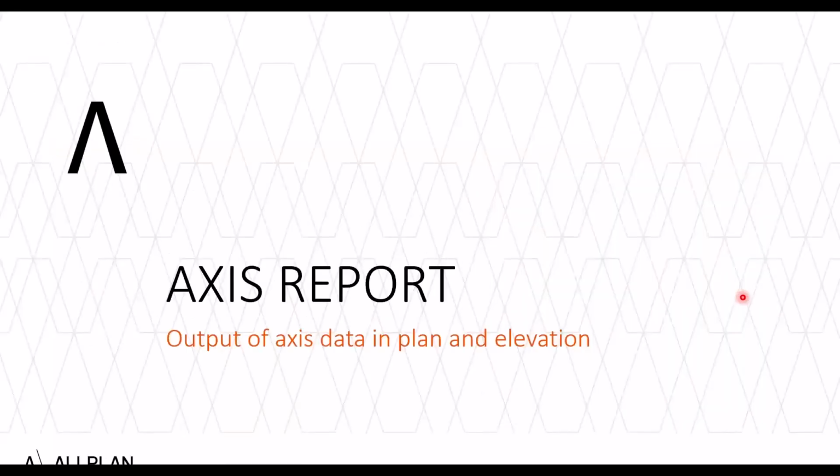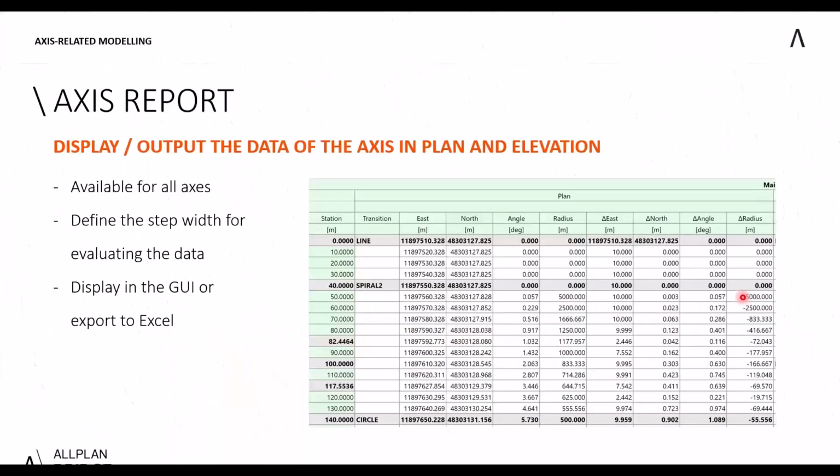And to close this little introduction, all the axes that we can define can also be output in AlphaLambridge or in an Excel file. The user can define the step width where he wants to output the data, and you see all the coordinates, all the defined parameters like angle, radius, and so on in a nice report that you can use for processing your data.